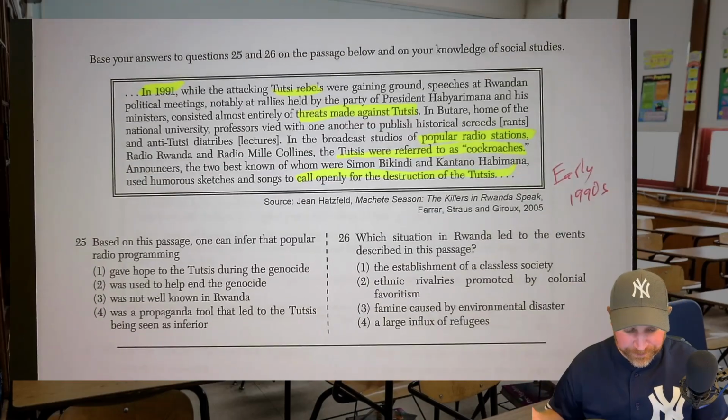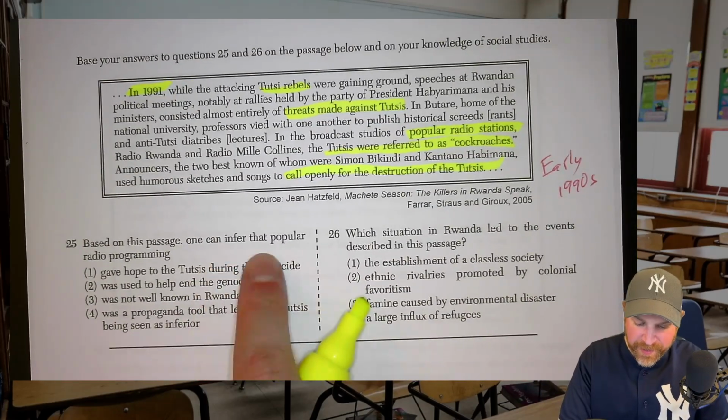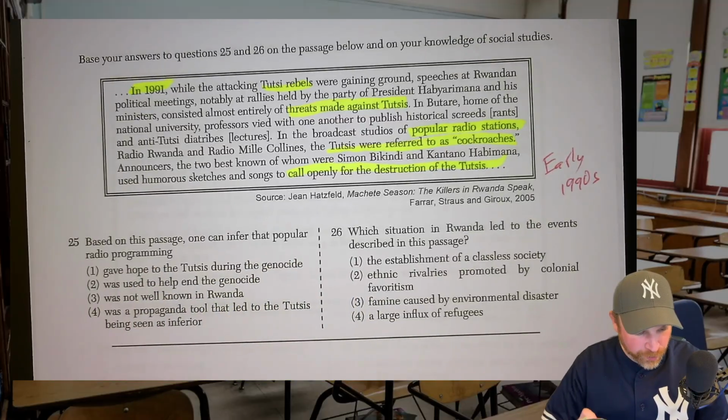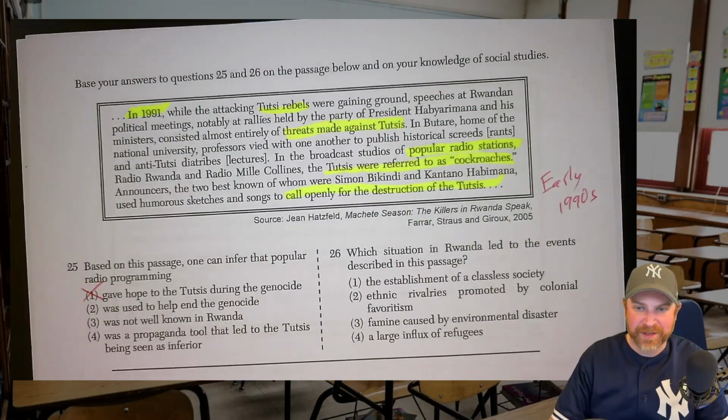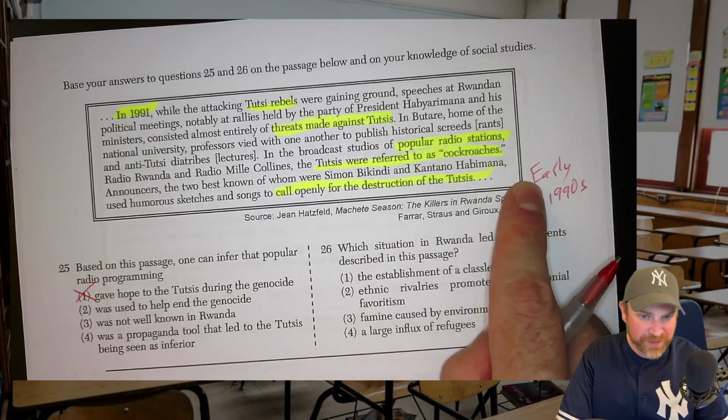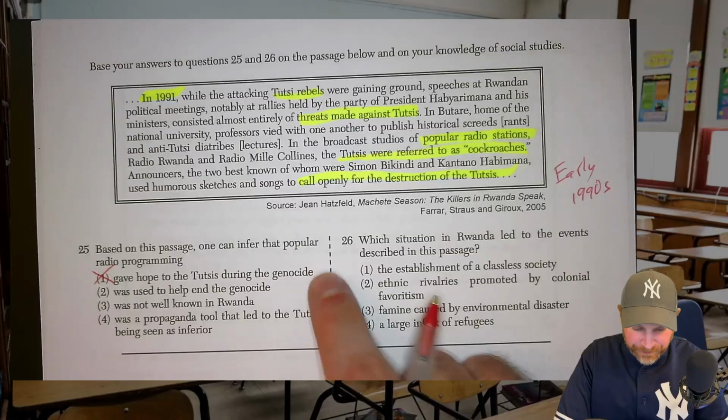That's pretty harsh, right? Based on this passage, one can infer that popular radio programming did what? Gave hope to the Tutsis during the genocide? It doesn't sound to me like the radio is giving hope to Tutsis. The radio station is saying get rid of Tutsis. That doesn't sound like hope to me.